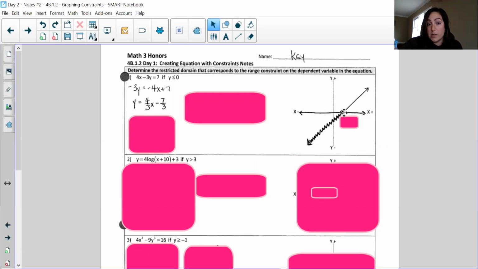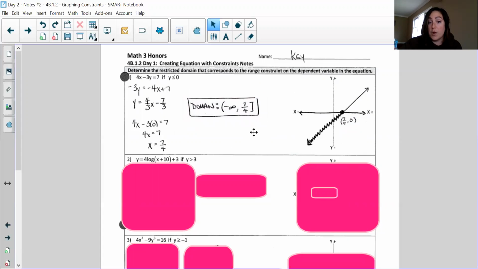So what we need to do now is find that intersection. To do that, we can substitute in y equals 0, and we solve for x, and we get x equals 7/4. So the coordinates of this point are (7/4, 0). Now determine the restricted domain that corresponds with the range constraint. That means our domain is everywhere where y is less than or equal to 0. So this section here, everything from negative infinity to 7/4, inclusive on 7/4 because it's less than or equal to 0.